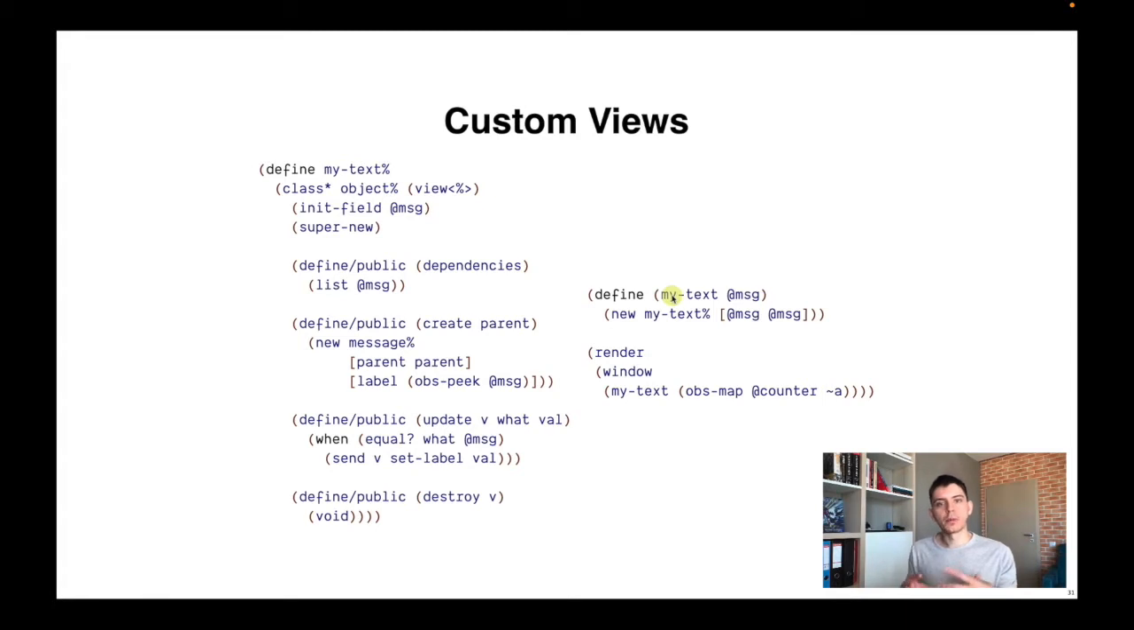Finally, to hide the details of the class system, we wrap the instantiation of these custom classes in a function, and then we can use those functions just like we would any of the built-in views from GUI Easy.